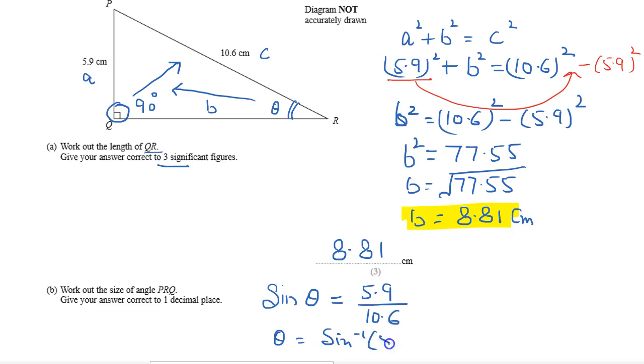So theta will be sine inverse 5.9 over 10.6. You can get this answer directly in your calculator, but make sure it's in degrees, not in radians. And up to 1 decimal place, the answer will be 33.8 degrees. That will be the answer.